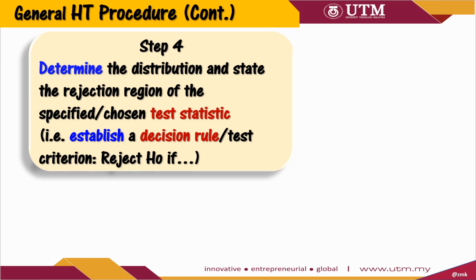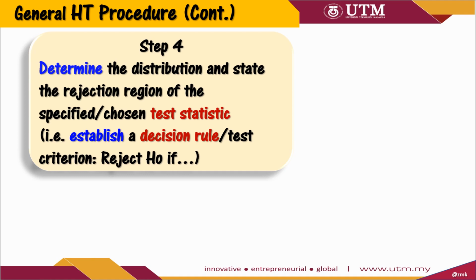For example, if you test a population mean mu, you can either use a z-test statistic or a t-test statistic. If you test a population variance, sigma squared, or population standard deviation, sigma, you will use a chi-square test statistic, and so on. Having identified the correct test statistic, you can then write the decision rule, which follows what you specify under the alternative hypothesis H1.